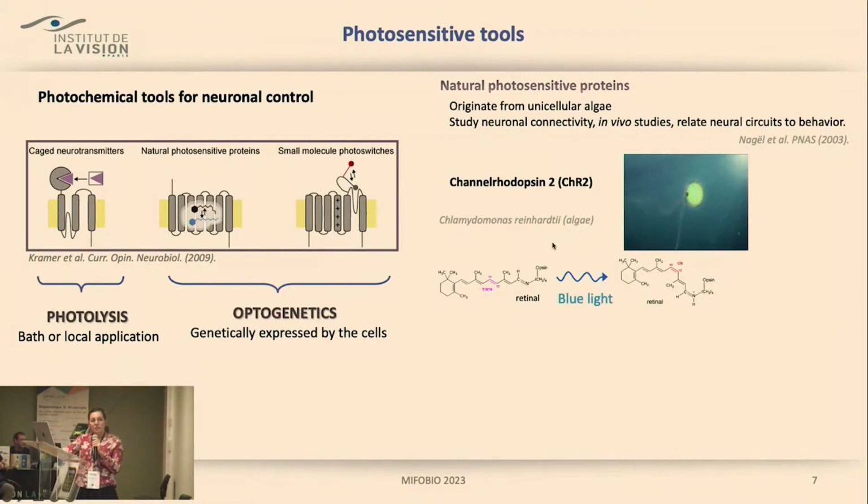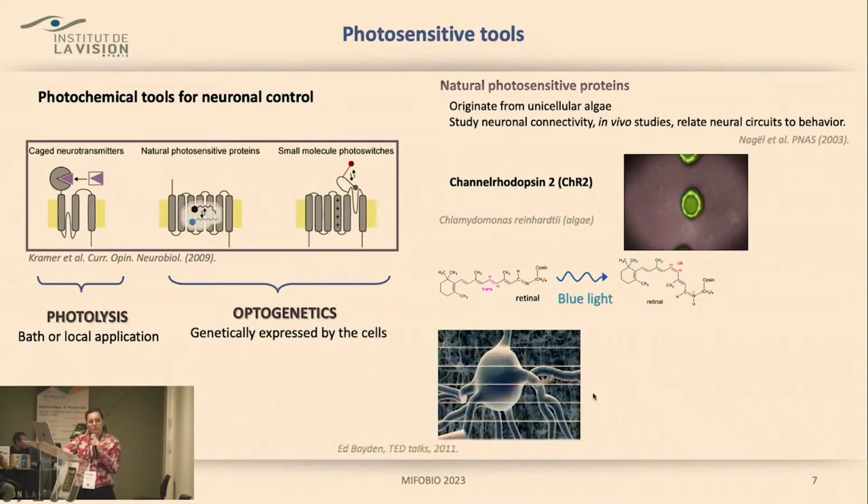The property that they have is that they are basically ion channels expressed on the cell membrane, and once they are illuminated with light, they change their conformational state. The channel, as it absorbs light, opens and lets ions go through the cell membrane. So back in 2005, researchers managed to express that kind of protein in mammalian neurons.